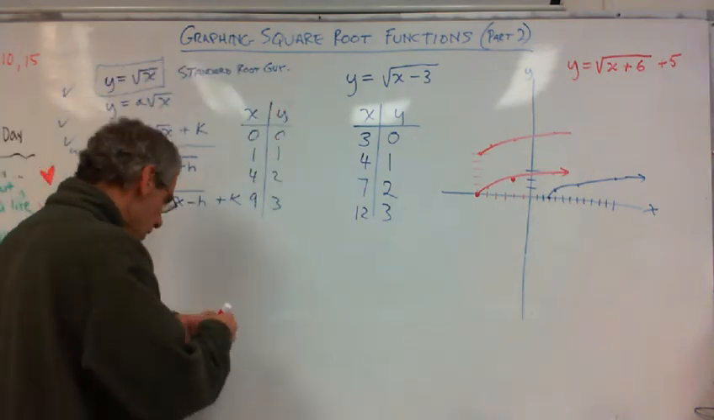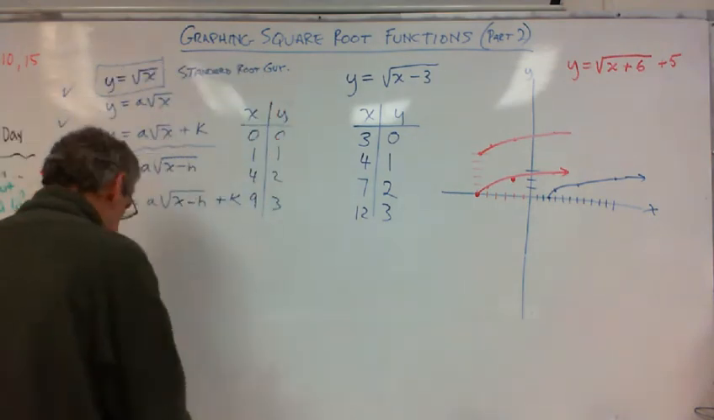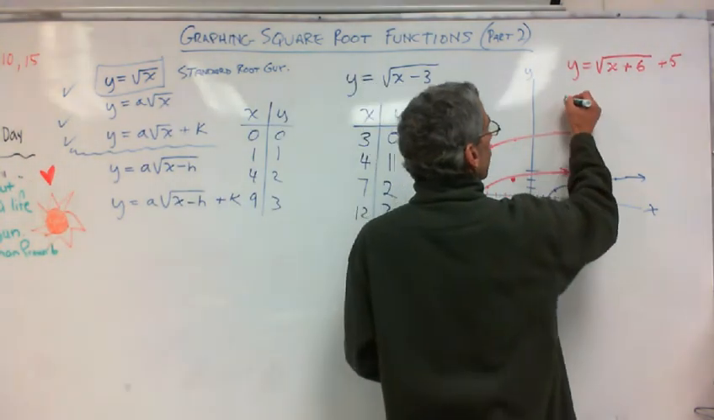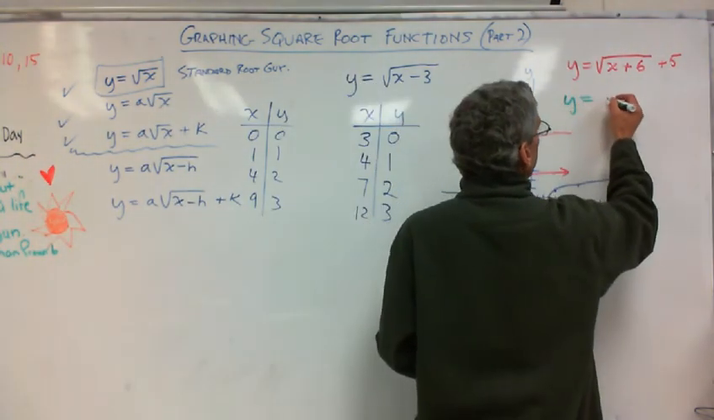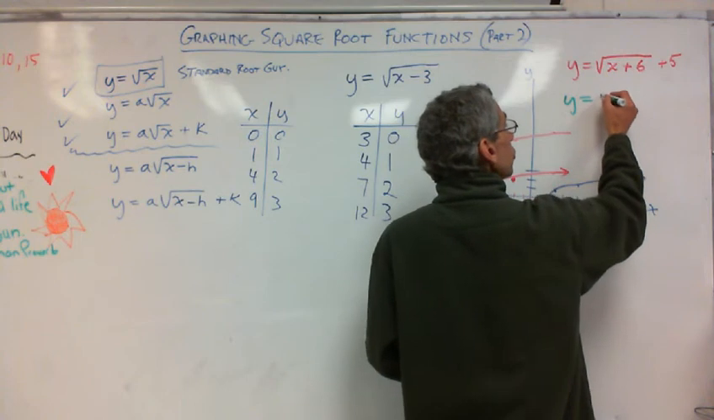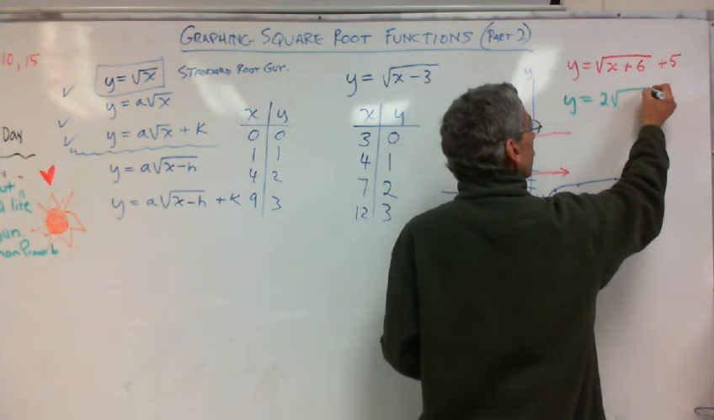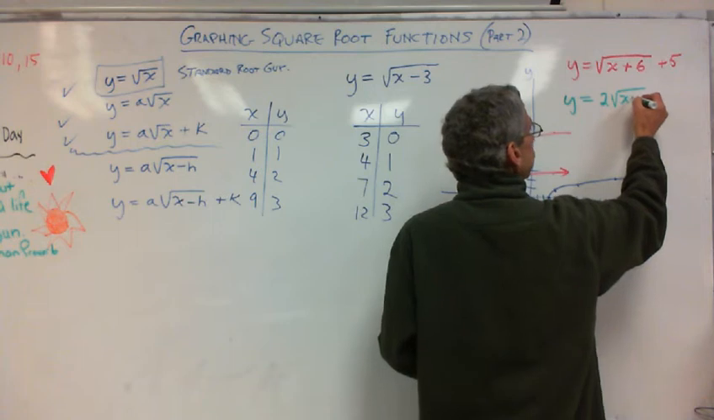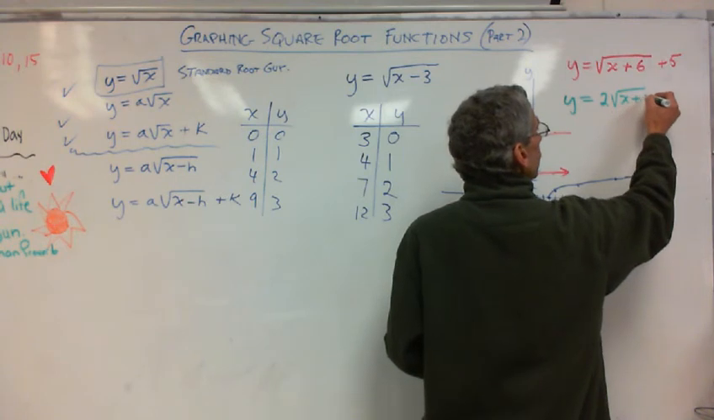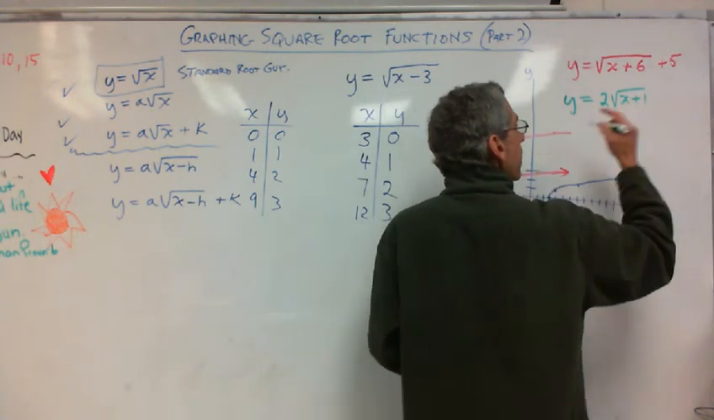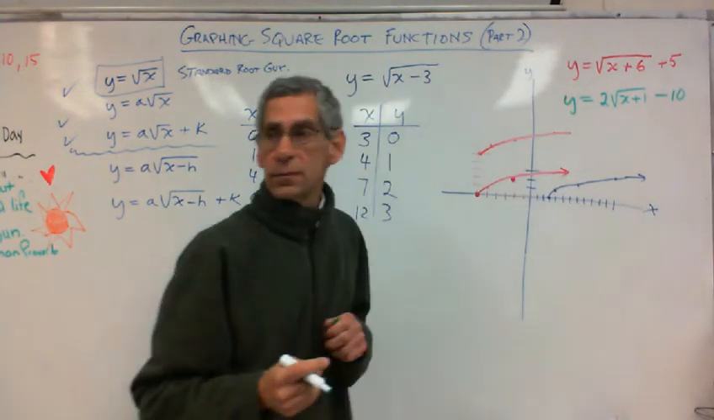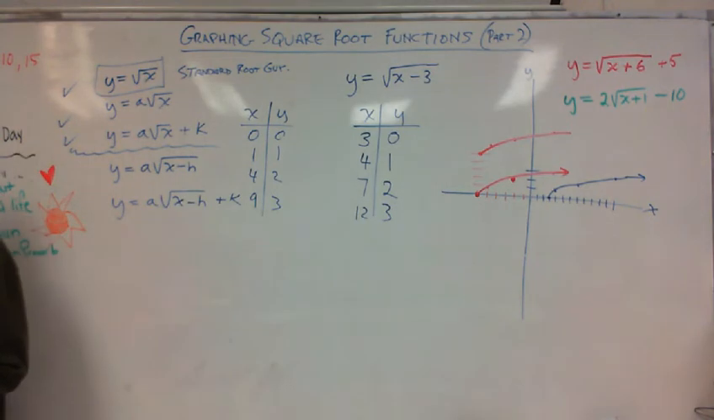All right, so another color. Let's try one more, and then I'll give you the homework. Y, we'll do this one. Y is equal to 2 square root of x plus 1 minus 10. All right? So this is a hard one, right?